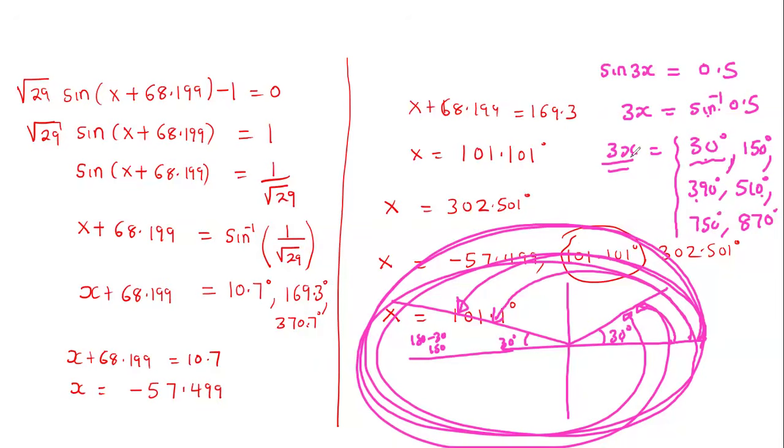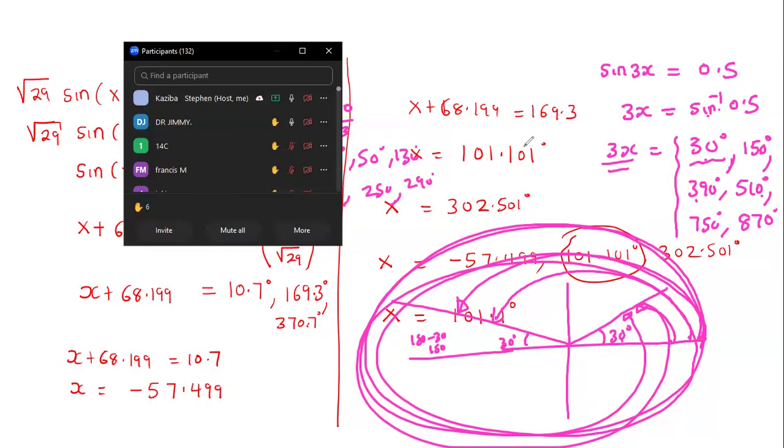So what you do now, since you are interested in x, you start working out one by one. That 3x is equal to 30. Divide by 3, divide by 3. X is equal to 10. So all these angles, you're going to divide them by 3. 150 divided by 3, you get your 50 degrees. 390 divided by 3, you get your 130 degrees. 510 divided by 3, you get your 170 degrees. 750 divided by 3, you get your 250 degrees. 870 divided by 3, you get your 290 degrees. I don't know whether it is clear.